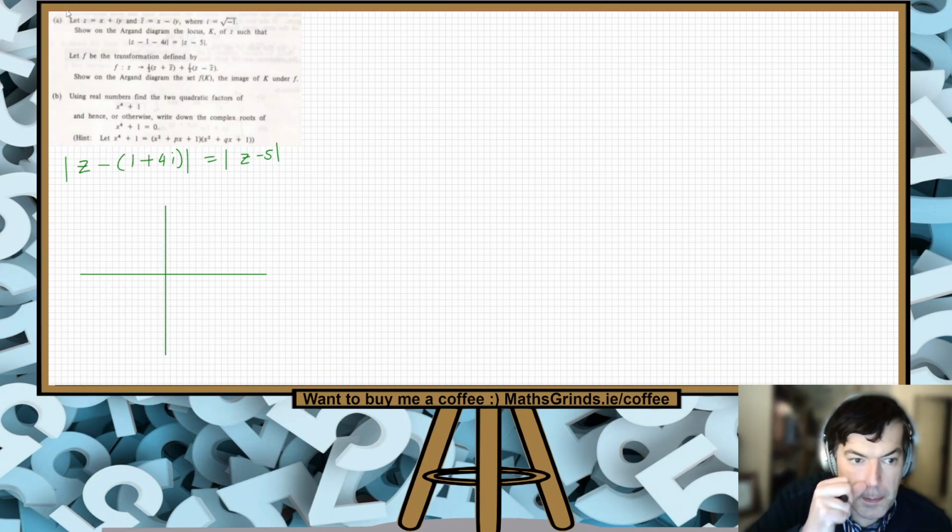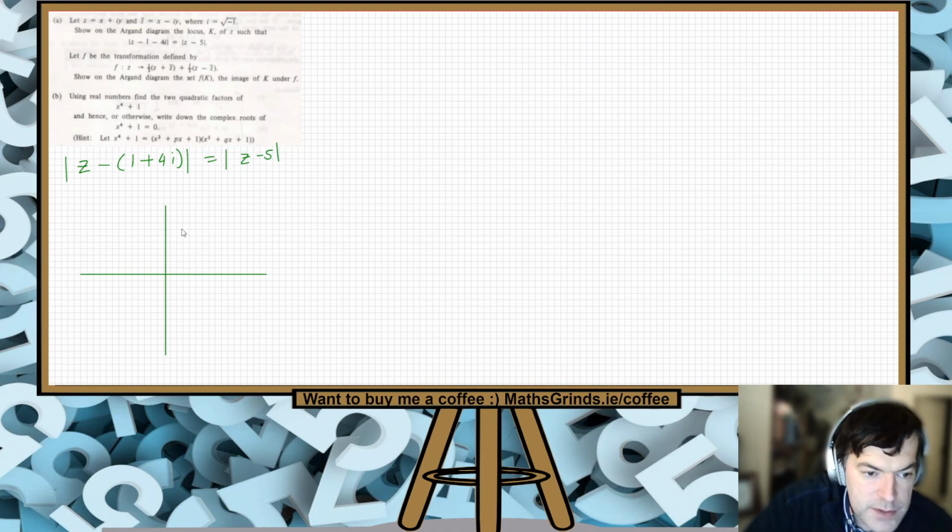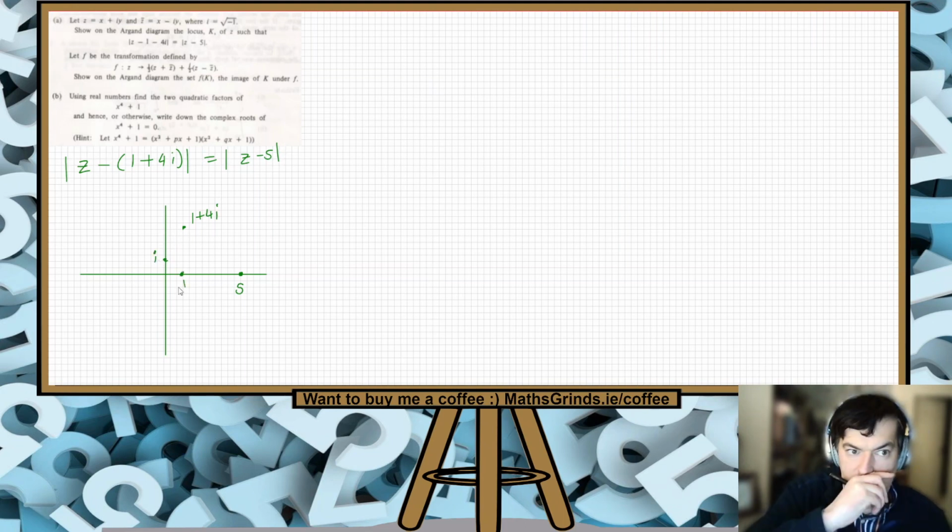Okay, so 1 plus 4i will be here. There's a 1 plus 4i, and then 5 would be like there. This being the imaginary axis, like we could say there's i and there's 1. So we want the distance from Z to that point to be equal to the distance from Z to 5.